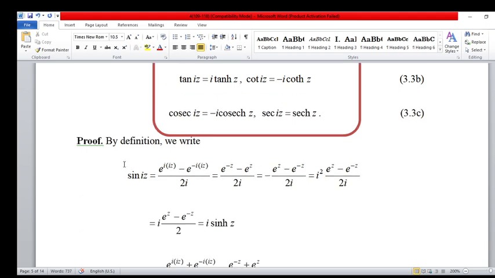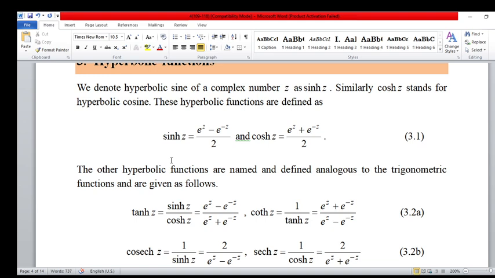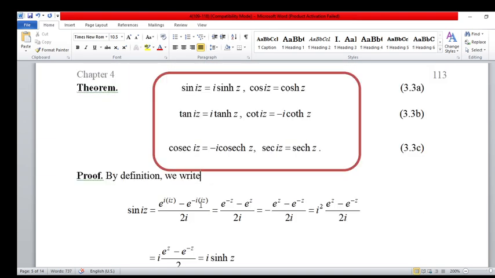These are their proofs. By definition, we can write sin(iz), substituting the value from the sin z form with iz. So this is (e^(i·iz) − e^(−i·iz))/2i.